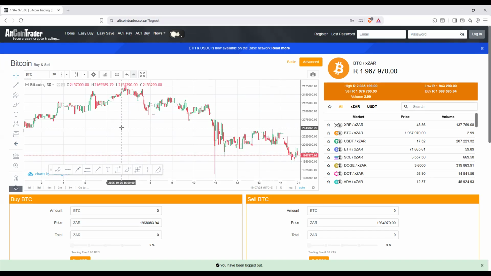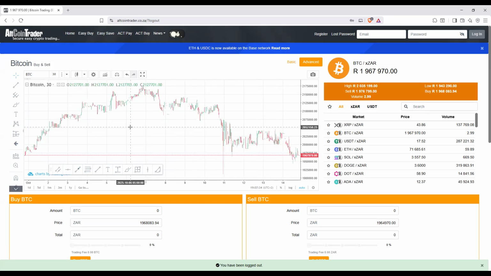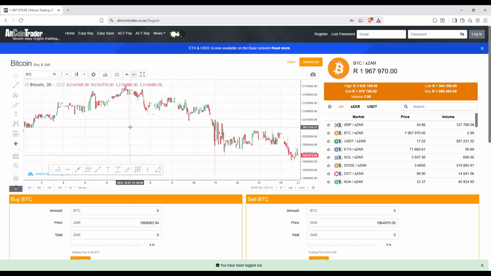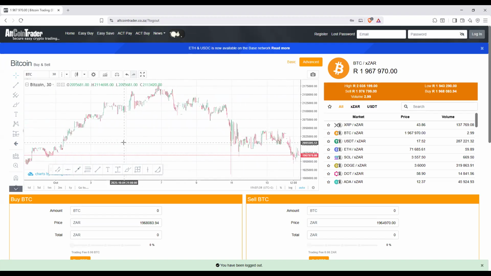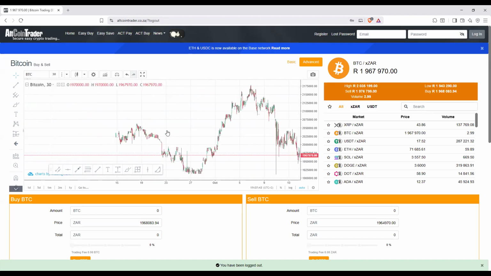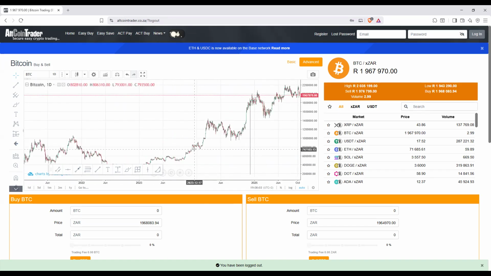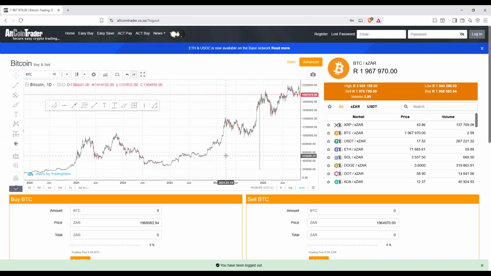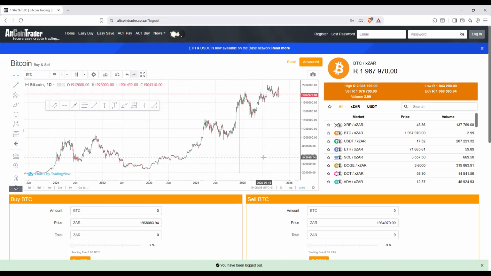If you have a little scroller on your mouse and you put it on the screen and start scrolling backwards and forwards, you can then get more information, more candlesticks on your screen. So we were right about that being a head and shoulders, and that's why we saw drastic drops in the market. But when we take this to a different time frame, let's say a 1 day time frame, we see a lot more history on the screen, and it helps us to make better calculated decisions.